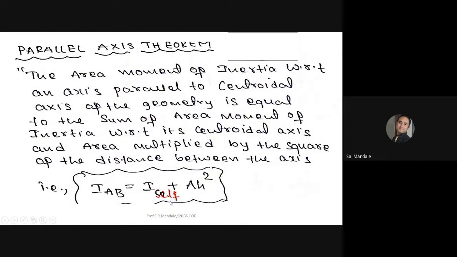Rutuja, Divya, Nikam or Rushikesh. This is the parallel axis theorem, and here it is IAB is equal to IG plus AH square. So what does IAB stand for? Whether it is Ixx or Iyy or what is this? Ixx, perfectly correct. This is Ixx is equal to Ig plus A1 H1 square. Correct. This is the parallel axis theorem that we have discussed in the classroom.